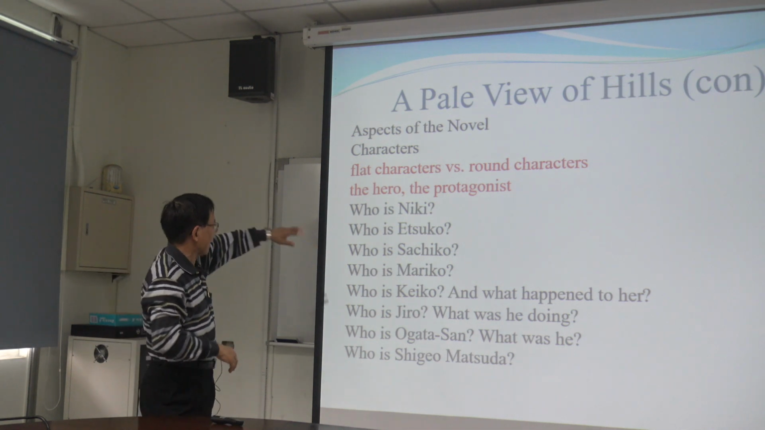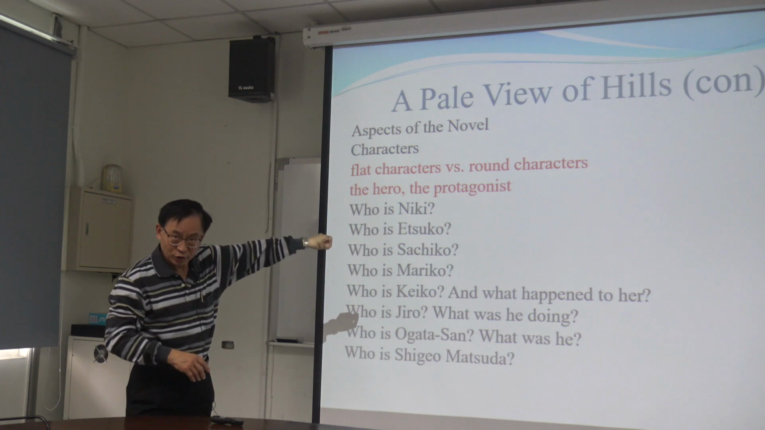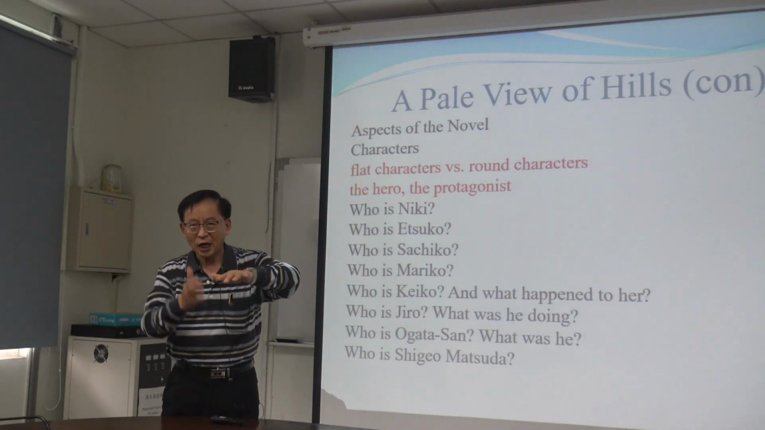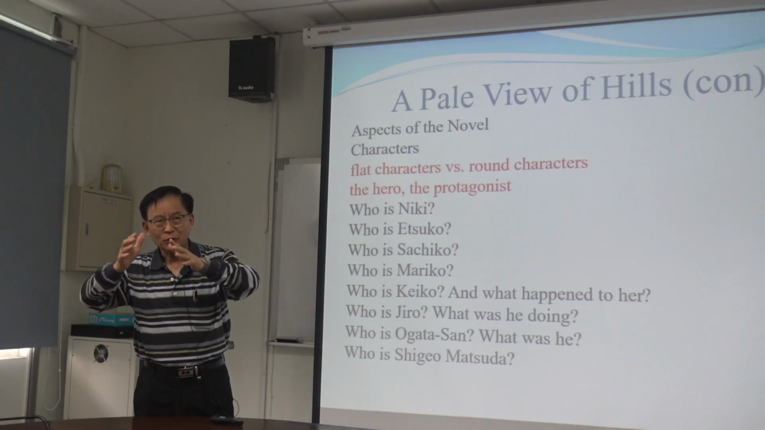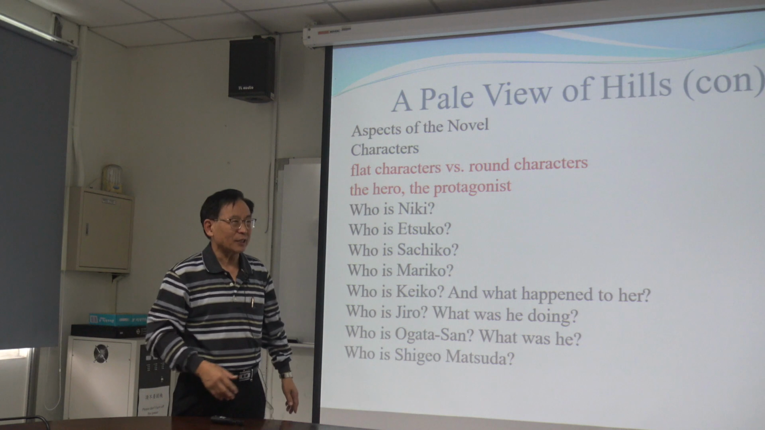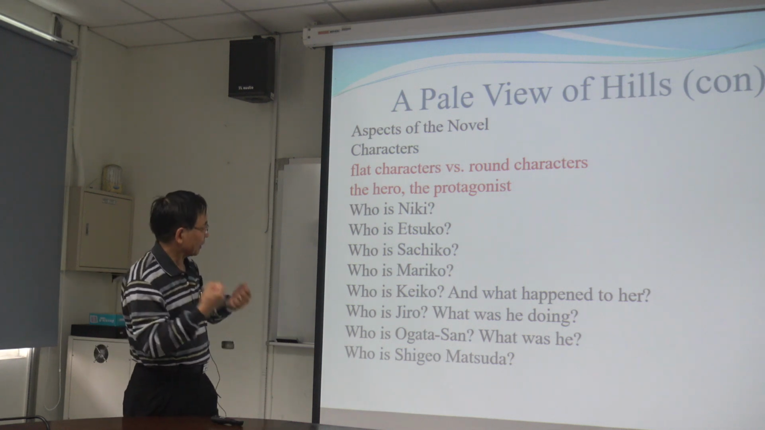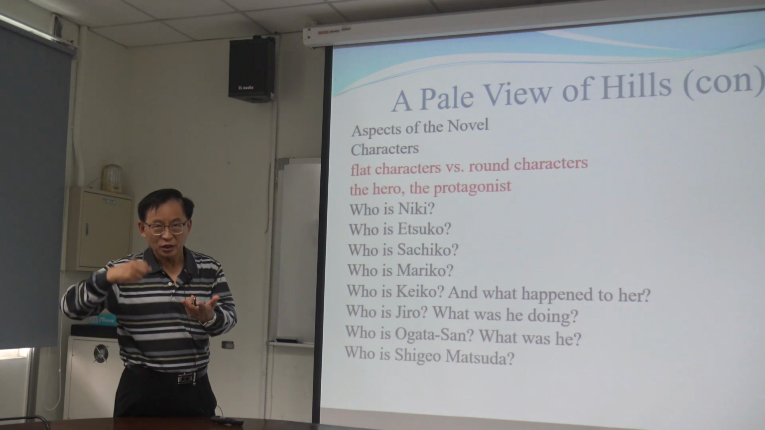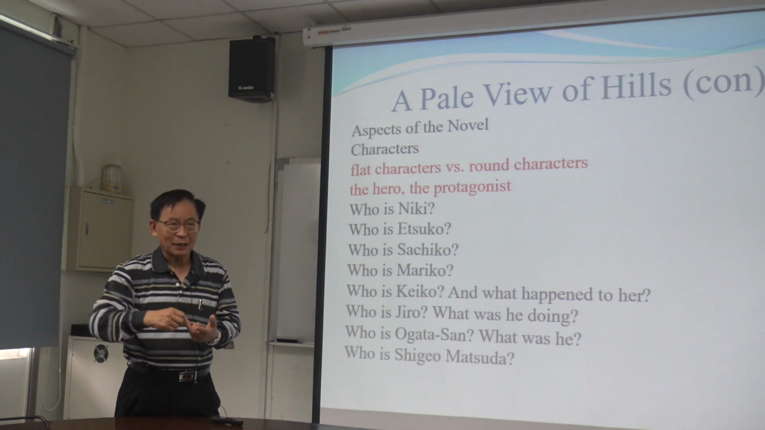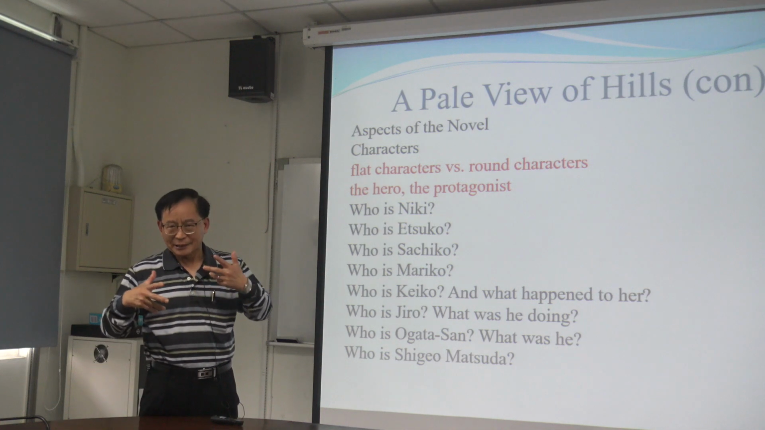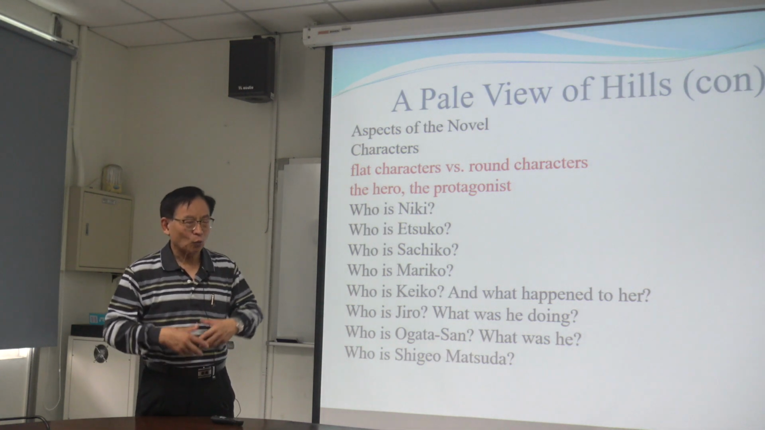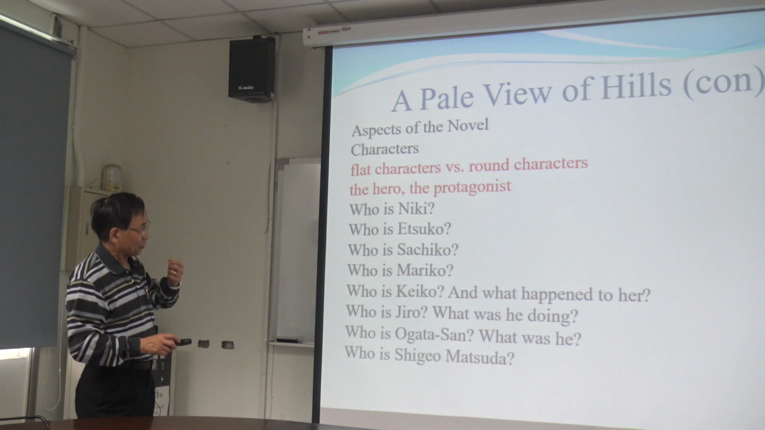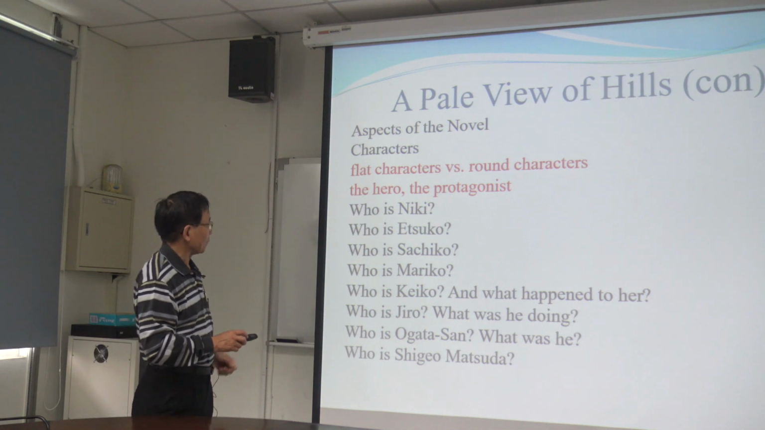A round character, like the hero, like the protagonist, 主角, develops when the story unfolds. They develop from beginning to the end. So at the end, we come to realize the protagonist becomes wiser because the protagonist learns more about reality, but they also become sadder at the same time. Wiser and sadder, because the more they know about reality, the sadder they become.